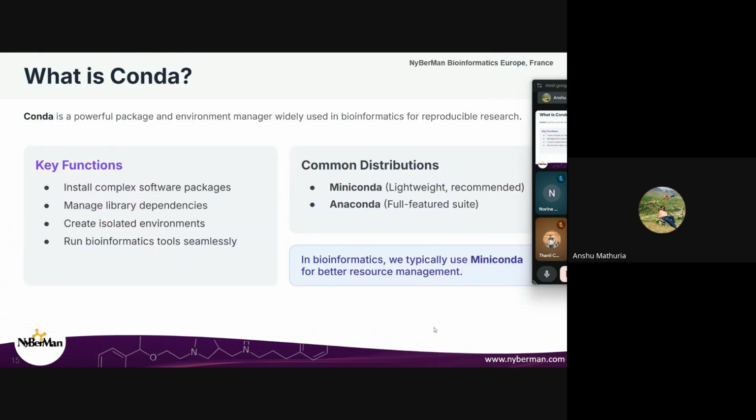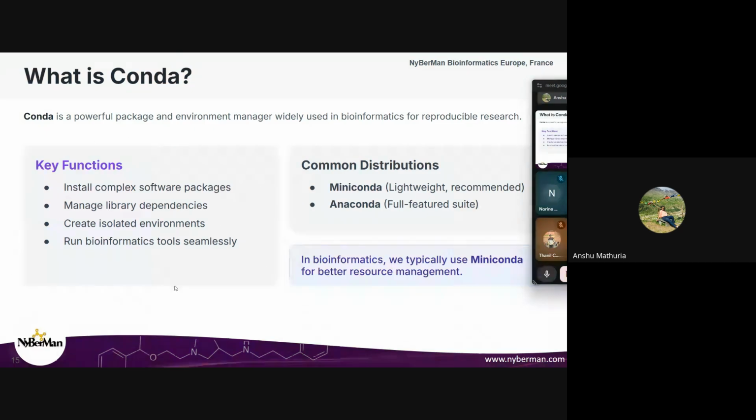So similarly, this is just a repetitive slide that I've mentioned, focusing more on the key functions and common distributions. I've already talked about the common distributions, Miniconda and Anaconda. If you have more RAM and a good system, then Anaconda suits well because it is going to install all the packages and everything. But it is common, you can use anything. Miniconda and Anaconda both are going to be perfectly fine. In bioinformatics, we're using Miniconda because it is lightweight and whatever we need, we can keep on installing. Anaconda becomes very big, so that is why we are using this instead, so that we compromise there.